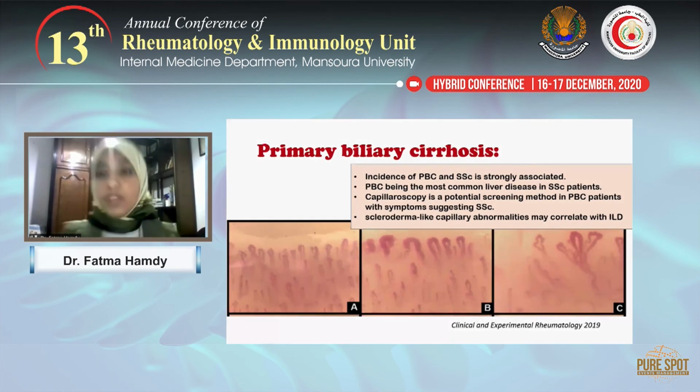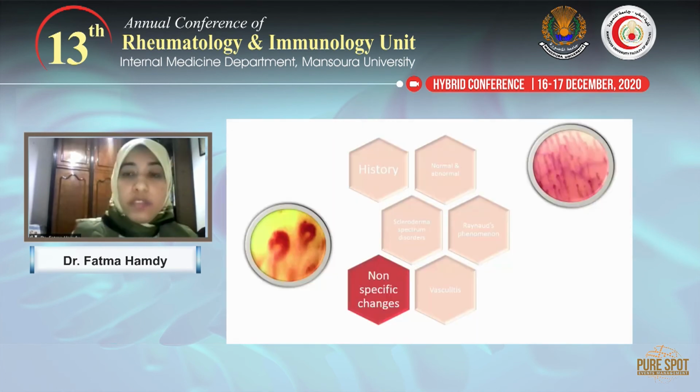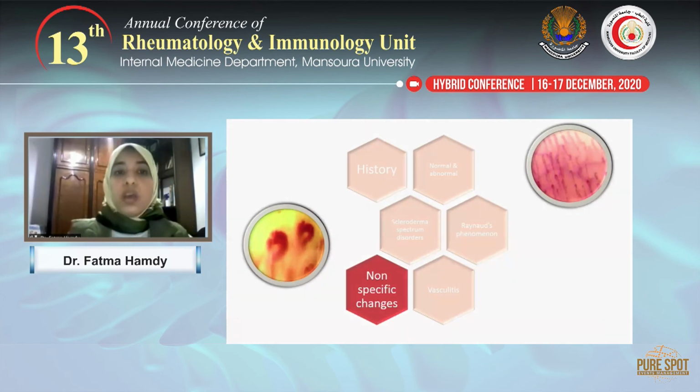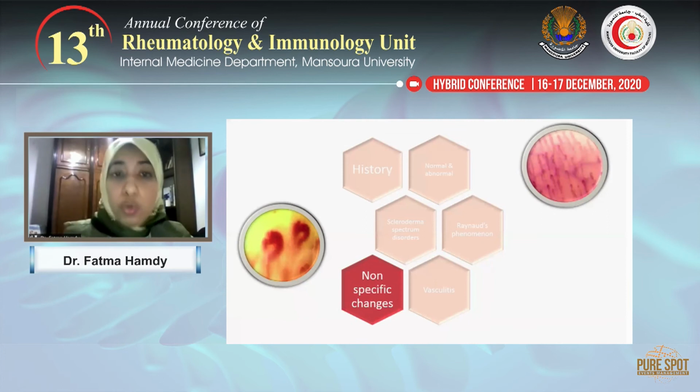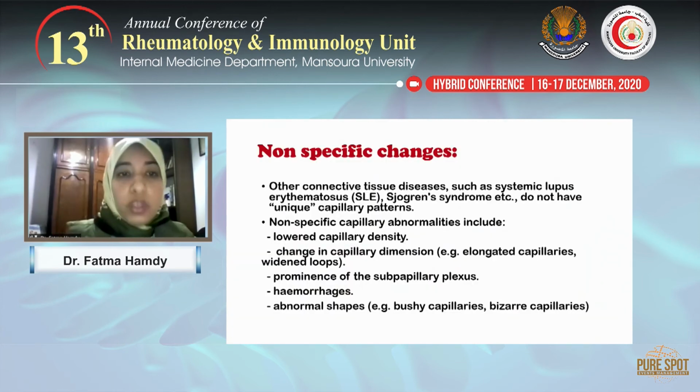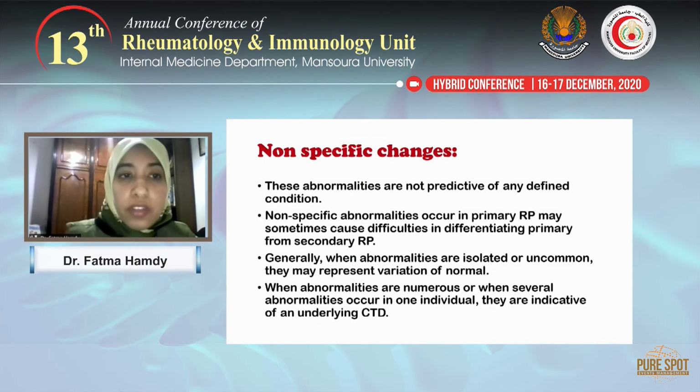What about the non-specific changes, which can be present with other disorders? With other connective tissue disorders, like systemic lupus and Sjögren syndrome, we don't have unique capillary patterns. We find non-specific capillary abnormalities, including lower capillary density, a change in the capillary dimension, either elongation or widening, prominence of the subpapillary venous plexus, hemorrhage, and abnormal shapes like bushy or bizarre capillaries. However, these abnormalities are not predictive of any definite condition.